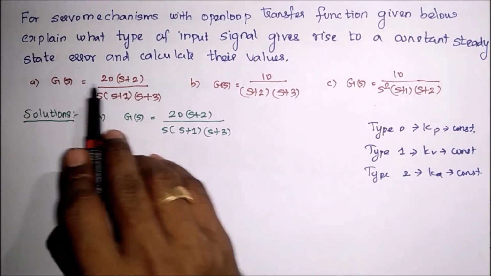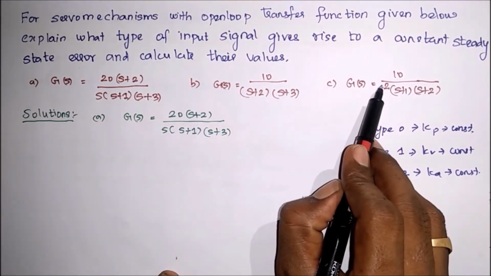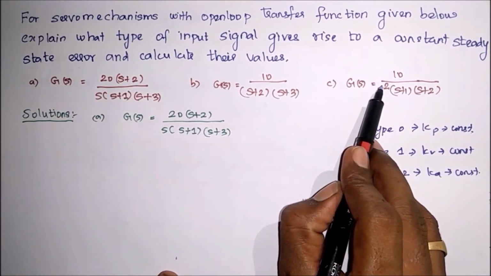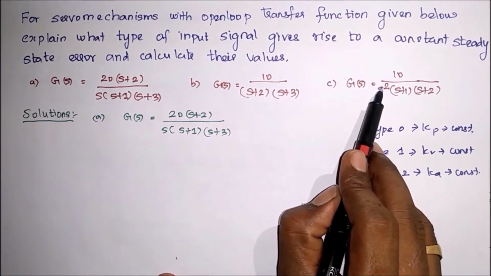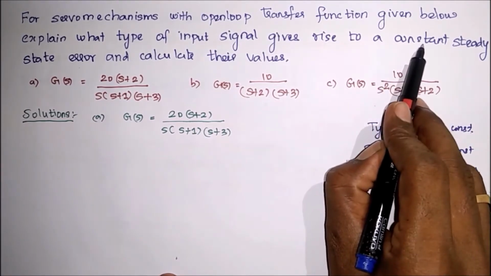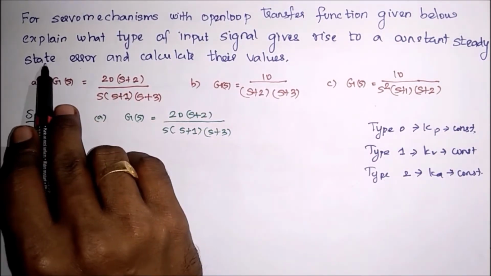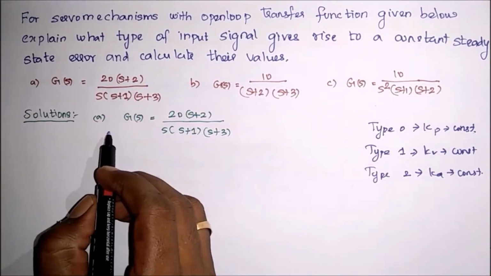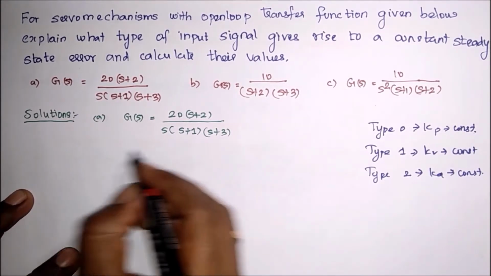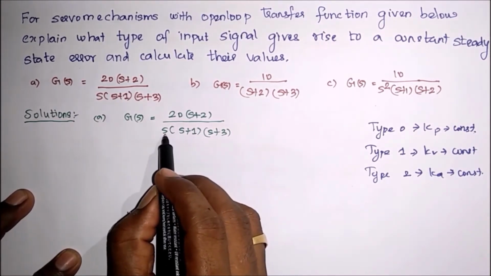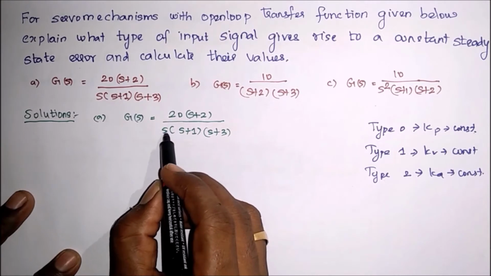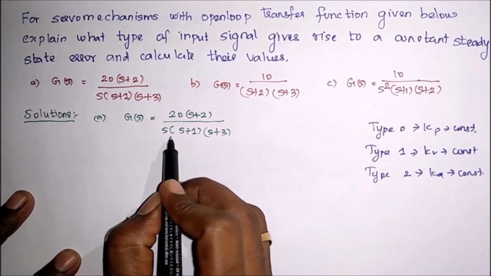From the given three open loop transfer functions, the first required thing is we have to find the static error constant for a particular type number system, and finally the steady state error for A. So now, we know how to find the type number for a system.